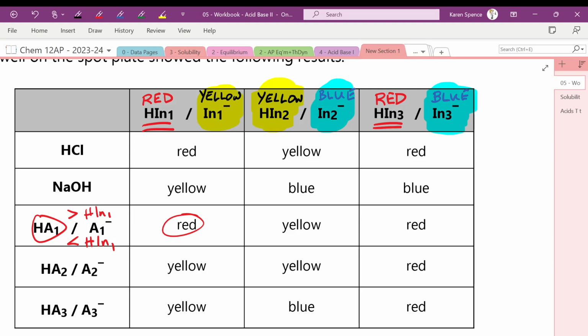If you don't know what to do, wave me over. If you're stuck, what's HA3? Oh, I put another one in there just for fun. HA3, put it in there.